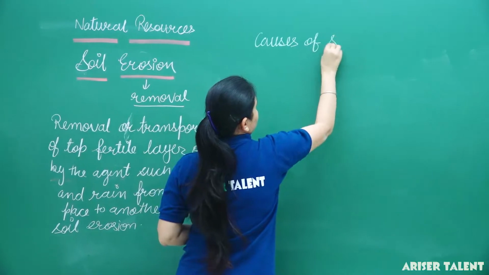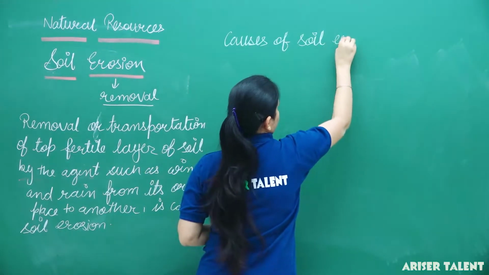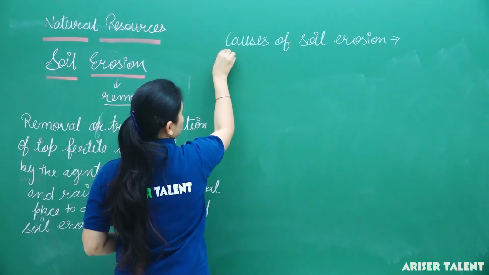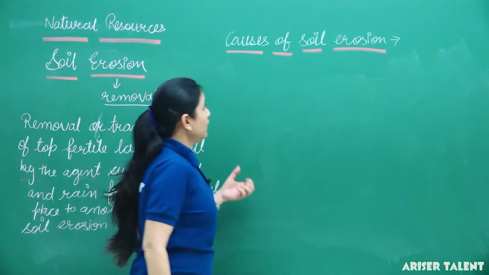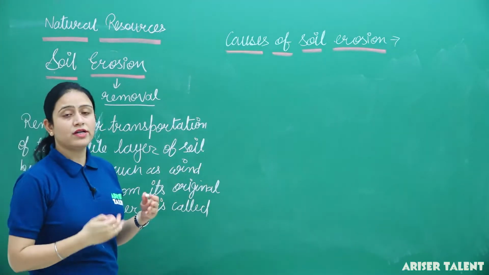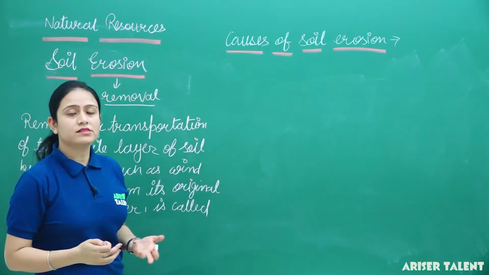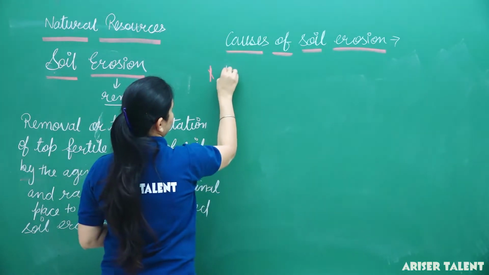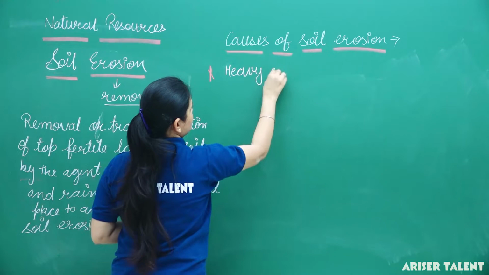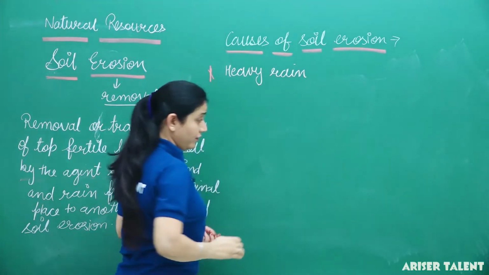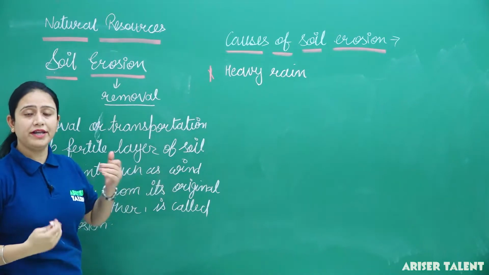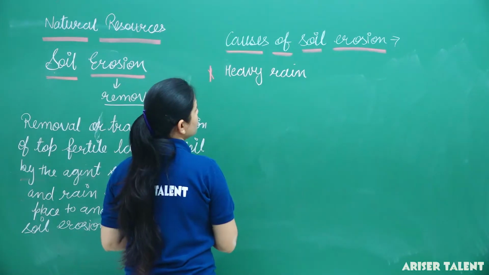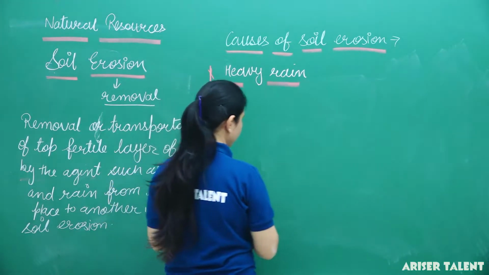Now, what are the causes of soil erosion? If we talk about how the soil gets washed away, then number one we will discuss heavy rains. When it rains heavily, the rainwater takes away the top fertile soil with it. This is known as soil erosion by heavy rain.